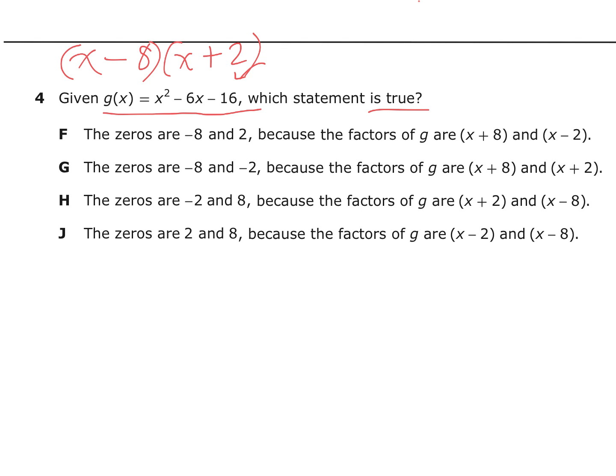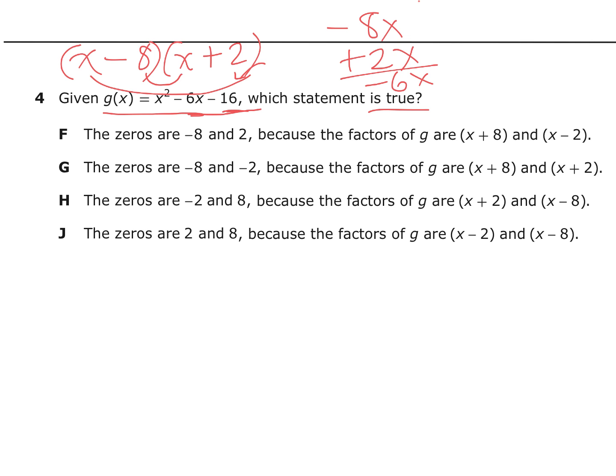Negative 8 times 2 gives me the negative 16. And then right here I have a minus 8x. And then if I multiply the outer, that gives me a plus 2x. And that will give me a minus 6x, which is the middle term. So that looks like that's factored correctly.